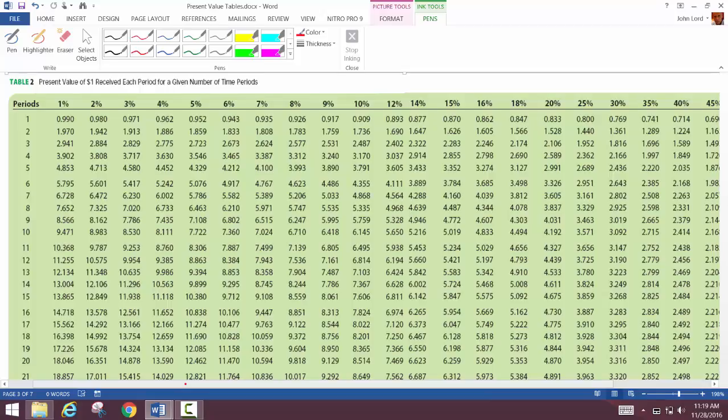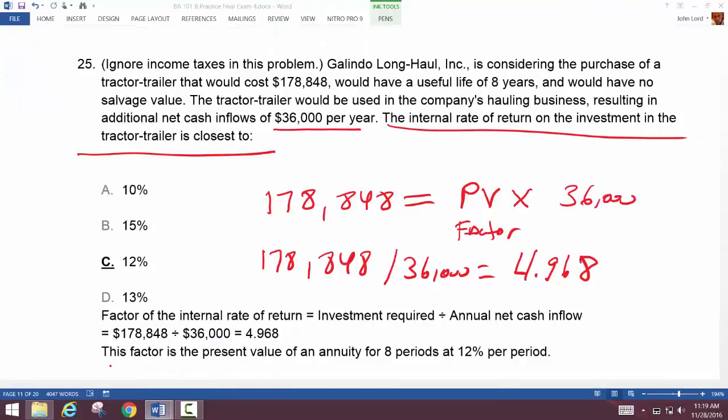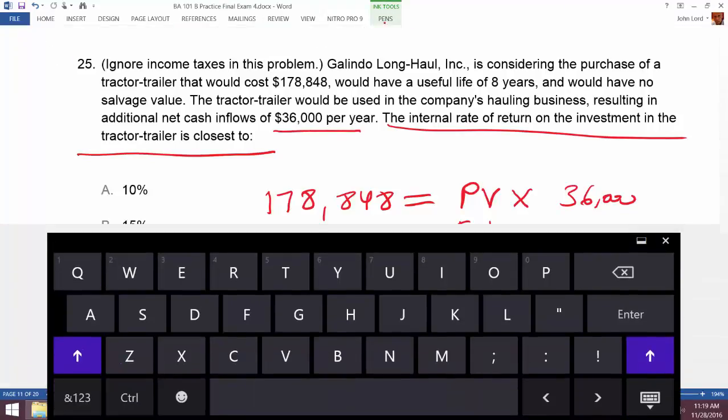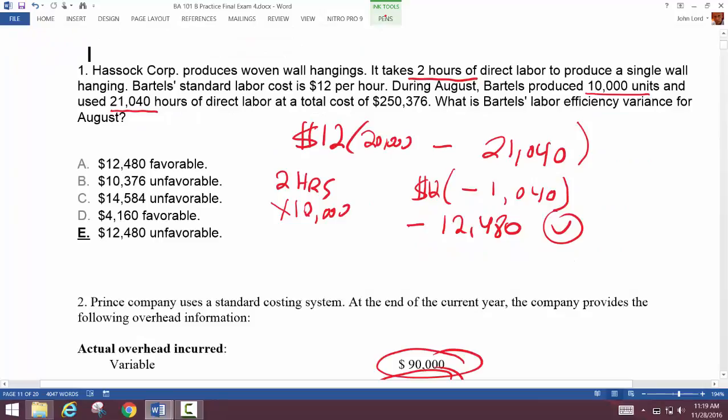And so I come along the row here until I find something that's close to that 4 point. Oh, thank you, God. Look at that. Isn't that beautiful? There it is right there. 4.968 is 12%, right? So this one worked out perfectly, didn't it? So the answer here is what, 12%? I think that'll be the case.